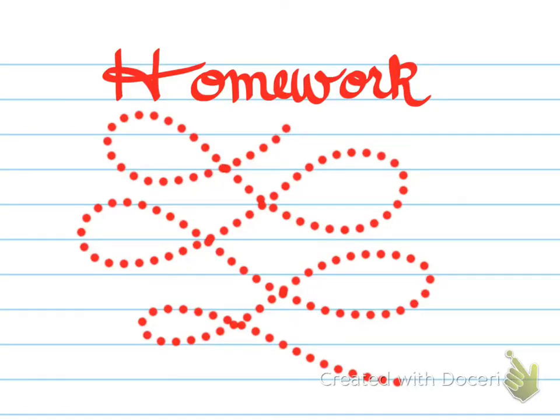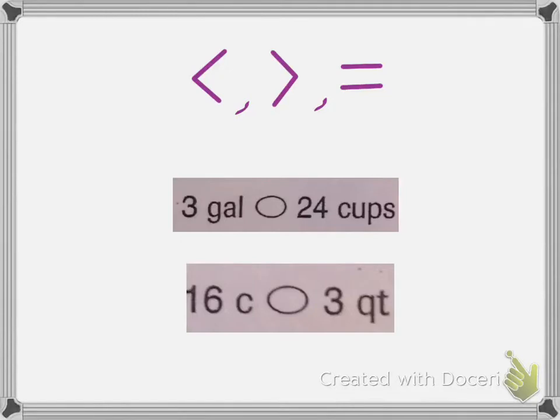Okay, and here is the part of the homework that you need to actually bring into class tomorrow. Oh, that's okay. It's not very many problems at all. So you have to figure out the greater than, less than, or equal to these 2 problems. 3 gallons and 24 cups, greater than, less than, equal to. And then the next problem is 16 cups and 3 quarts. Again, greater than, less than, or equal to.